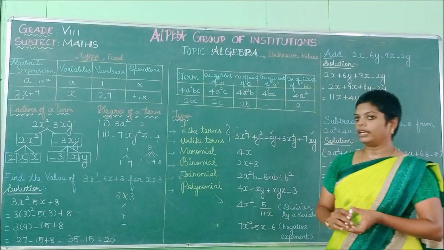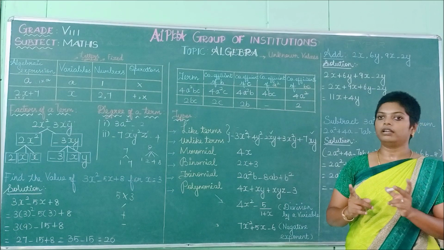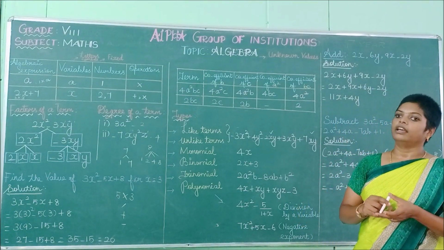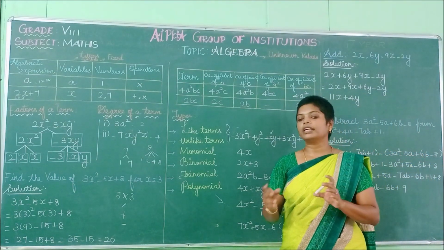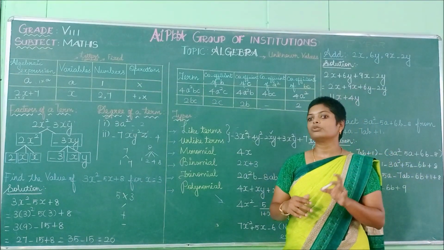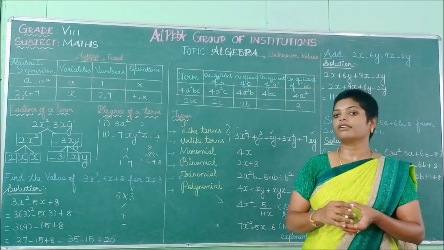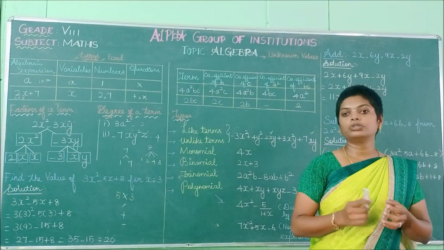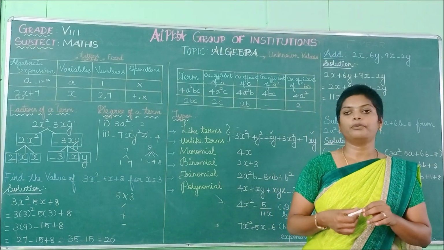So next one is monomial. What do you mean by monomial? Mono means one. So a single term present in the algebraic expression is called a monomial. If it has two terms, it is called a binomial. If it has three terms, it is called a trinomial. If it contains two or more terms, that is also called a polynomial. Mono means one, bi means two, tri means three, and polynomial means more terms, that means two or more terms.